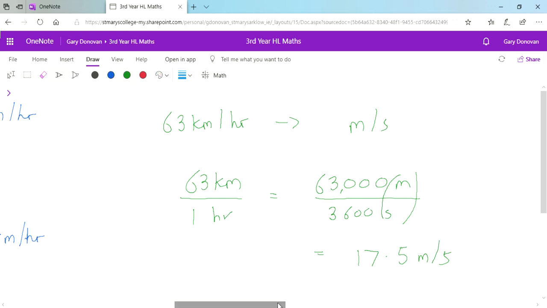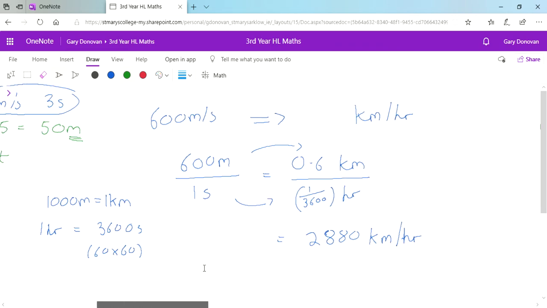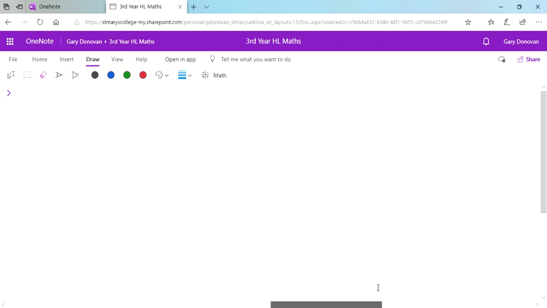So it takes a bit of practice with them, but it's really easy once you get that kind of strategy right. The next thing you might be asked with distance and speed and time is looking at distance time graphs. And again, you've covered these before, so I'm just going to do a quick recap.